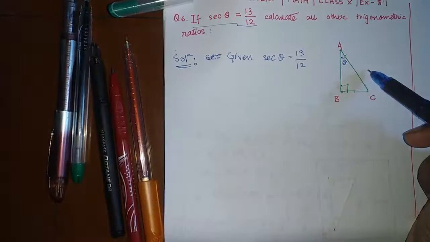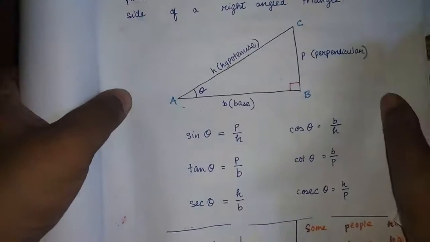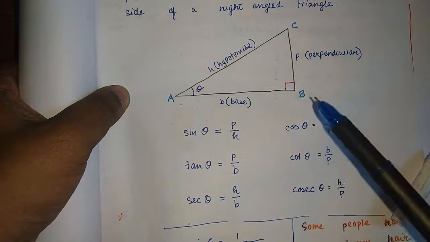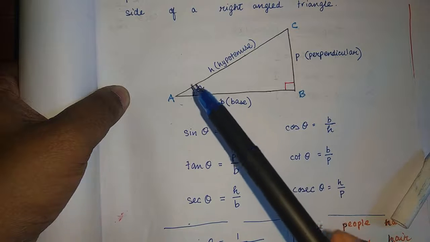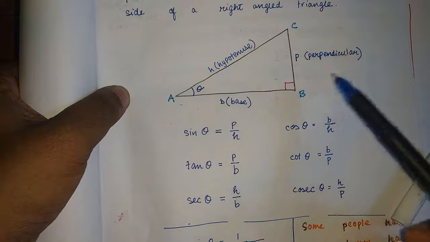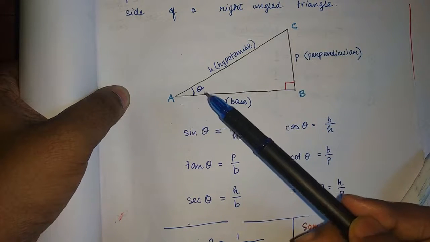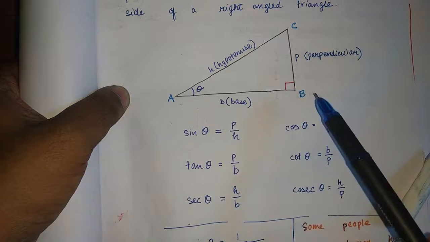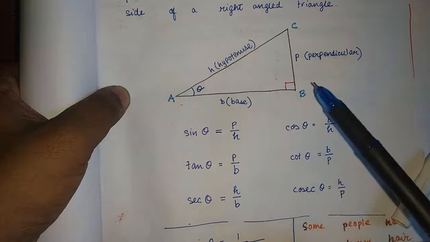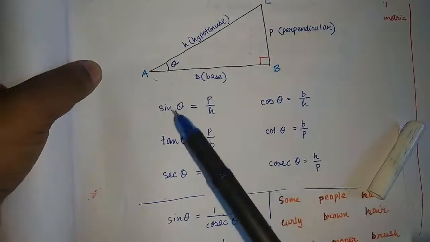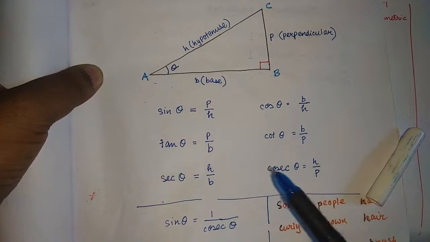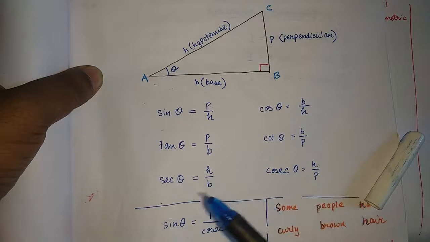So let us first revise what we have learned earlier in the theory part. Suppose this is a right angle triangle ABC, right angle at B, angle B, and the given angle is A. Then the perpendicular will be the side opposite to the given angle theta, and the base will be the side adjacent to the given angle theta, and the hypotenuse will always be the longest side. So we can find the ratios, trigonometric ratios: sin theta, cos theta, tan theta, cot theta, sec theta, and cosec theta. In this question we need the value of sec theta.